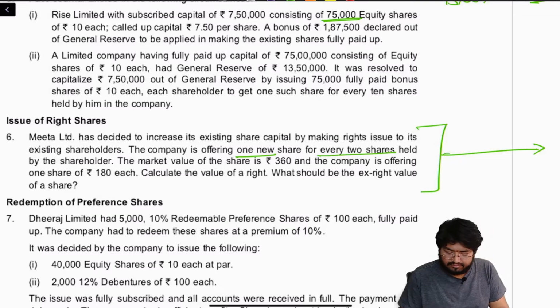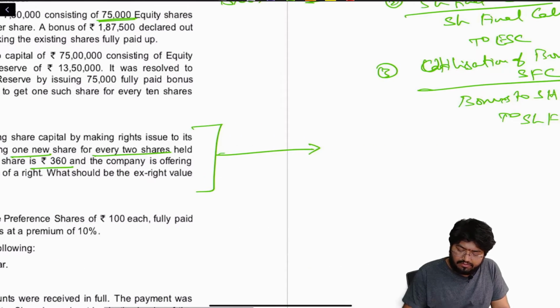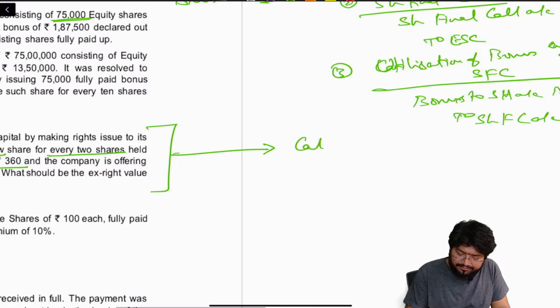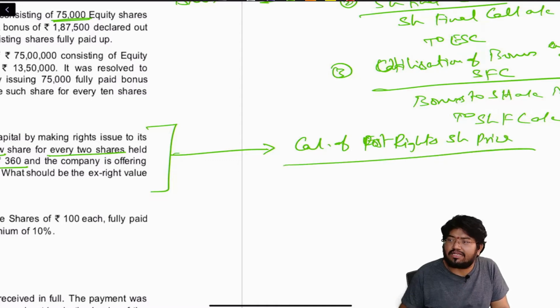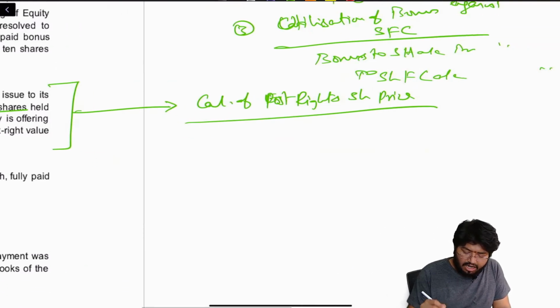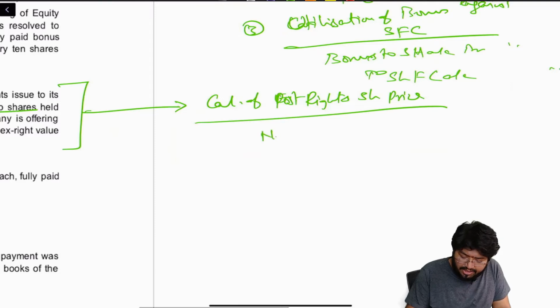Okay, the market value of share is 360 and it is offering each share for 180 rupees. Okay, so you need to do the calculation of post rights share price. That is what he is asking you to do. Okay, how you are supposed to do it is take numbers, value, product, these three columns.